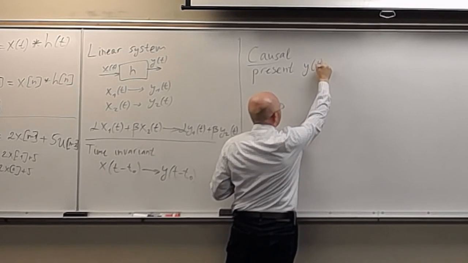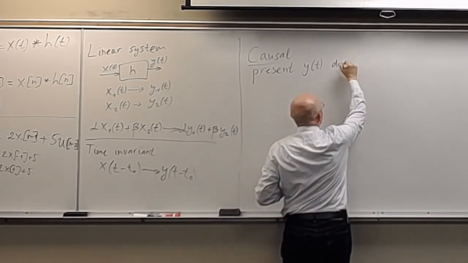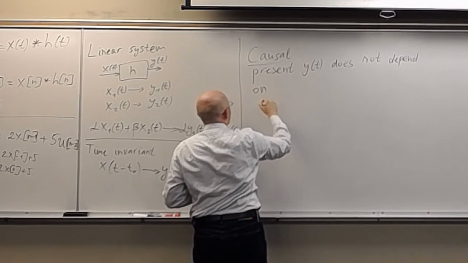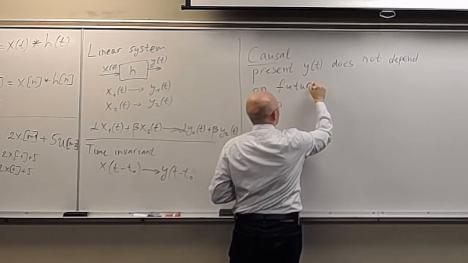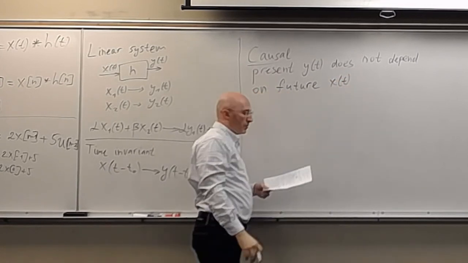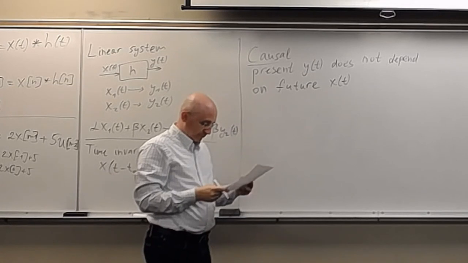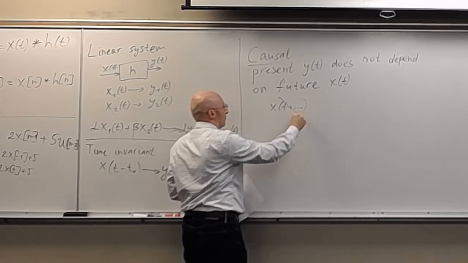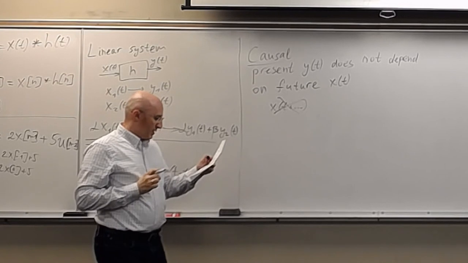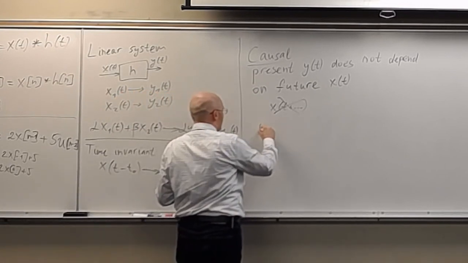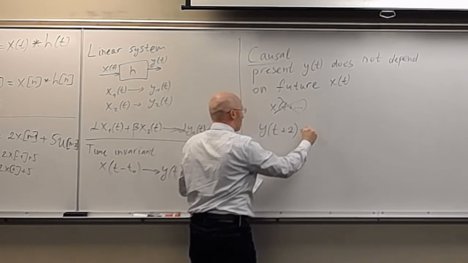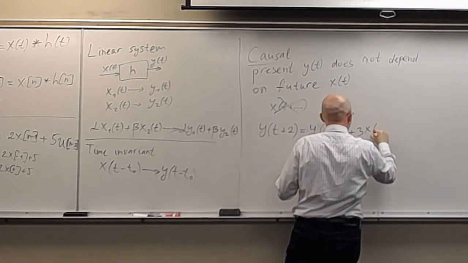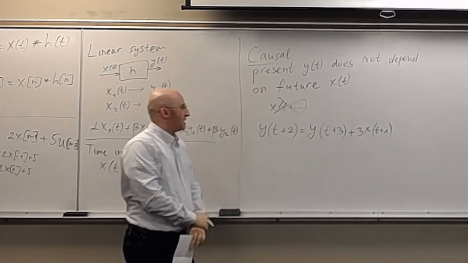So present y of t does not depend on future x of t. So you cannot have anything like x of t plus whatever. Now, this is also a little bit tricky. Let's see why. Let's say we have that kind of system. Is that system causal? No.